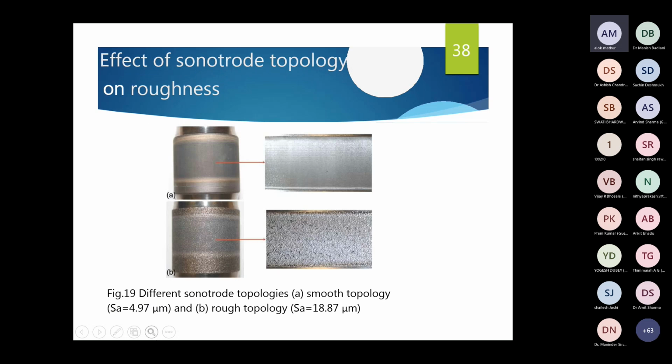Effect of sonotrode topology on roughness. What should the topology of the sonotrode be? And here you can see the difference. Sonotrode topology, smooth topology, and rough topology. You can see the clear difference on the surface.